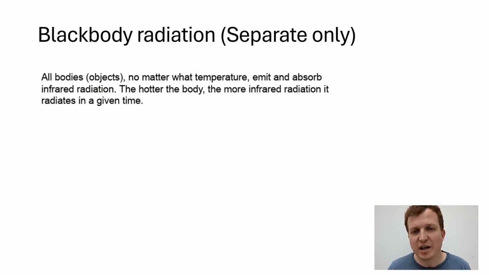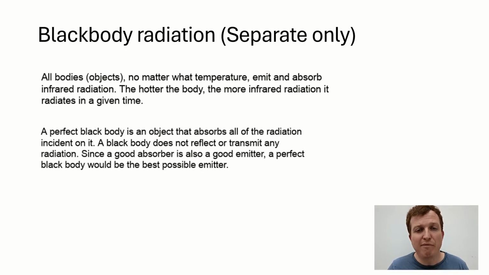The idea is that all objects, no matter what temperature, will emit and absorb infrared radiation unless it's absolute zero. That's as cold as it could be. The hotter the body, the more infrared radiation it emits. A perfect blackbody is an object that absorbs 100% of the radiation that is incident on it, and it doesn't reflect or transmit any radiation. All it does is absorb all of it, but it's also the best possible emitter, the perfect emitter. I know it's hard to imagine, it's a hypothetical thing, not a real object, but it absorbs all the radiation, and it also emits 100% of its radiation as well.